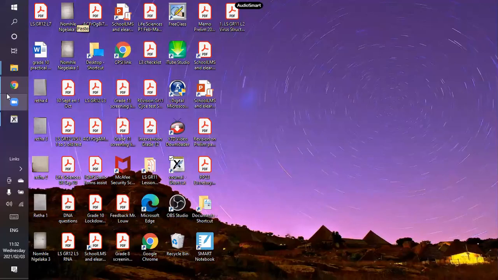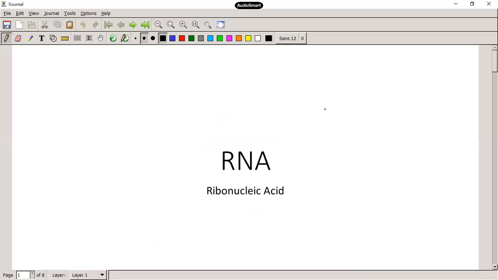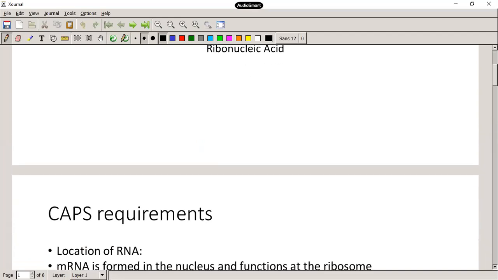Let me just minimize this quickly. Okay, lesson 5 is RNA, and hopefully we're going to get a bit into lesson 6 as well today, which is protein synthesis. One of the main ideas why we're doing lesson 5 RNA is so we can do lesson 6. And then also, the differences between RNA and DNA are a very common question for them to ask in the exams. So be aware of that.